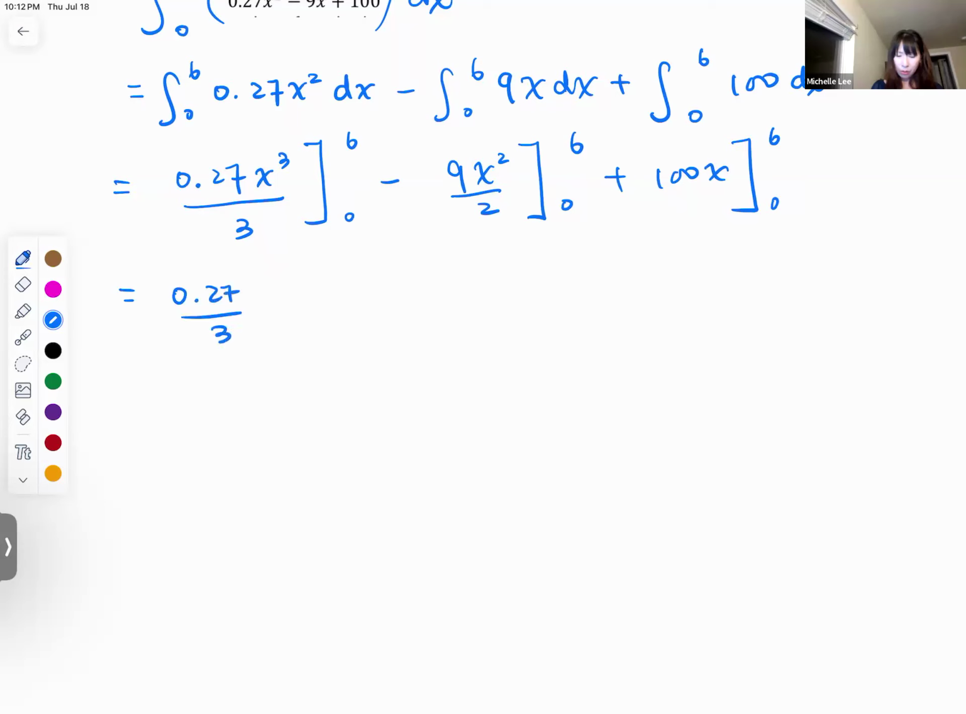Let's evaluate. 0.27 over 3. Luckily, the lower limit is 0, so we can just plug in 6 to the third power. Minus 9 over 2 times 6 to the second power, plus 100 times 6. Okay.